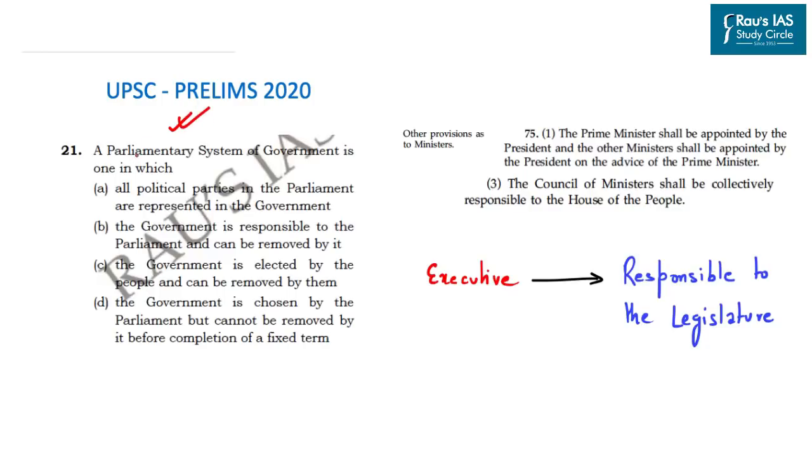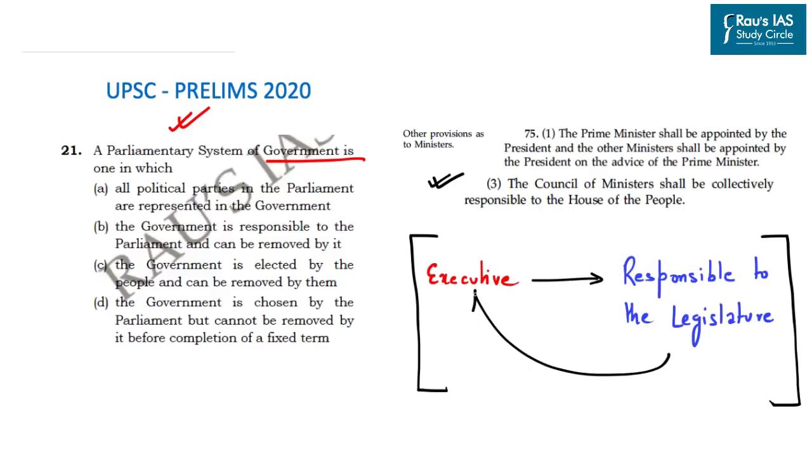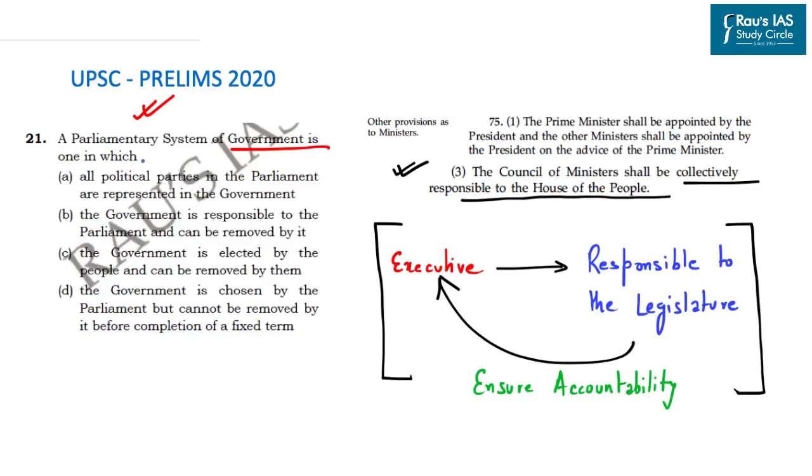So, the question very simply asked was: a parliamentary system of government is one in which. Now, regarding the parliamentary system of government, you first of all need to be aware of Article 75 Clause 3 and also the fact that in a parliamentary system of government, the executive is responsible to the legislature, and the legislature can ensure accountability from the executive by asking various questions in the parliament. So, Article 75, Clause 3 says that the Council of Ministers shall be collectively responsible to the House of the People. So, the options regarding the parliamentary system of government include.